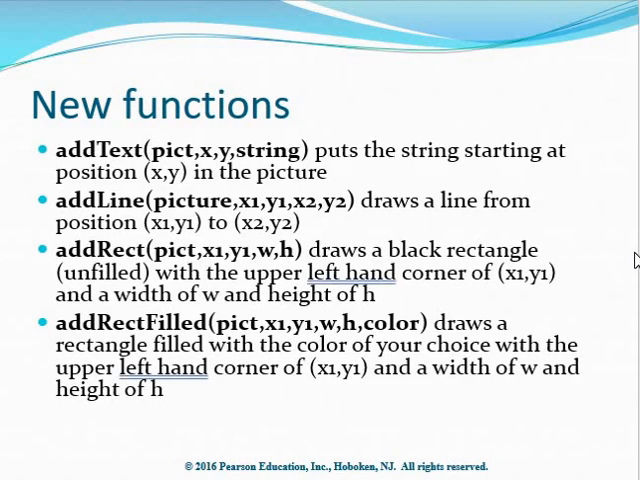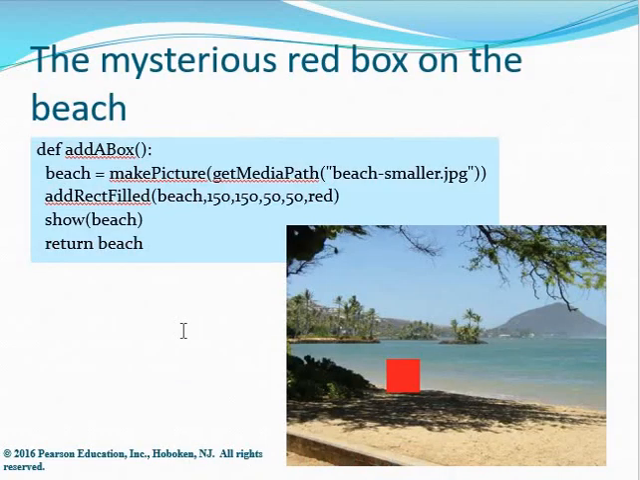Here are some functions we can use to draw on our canvas. In case you don't know, filled fills the object up with color. Rectangle filled is a filled rectangle. Here, we created code to add a red box to our beach image. Notice?